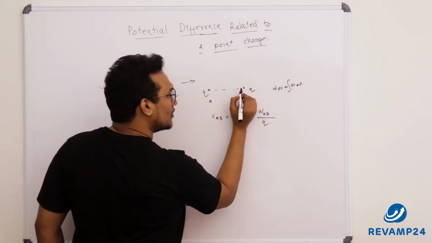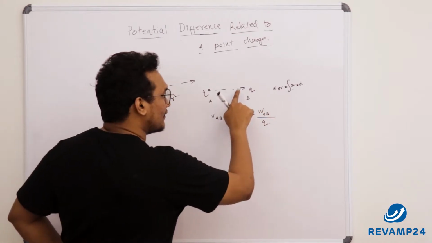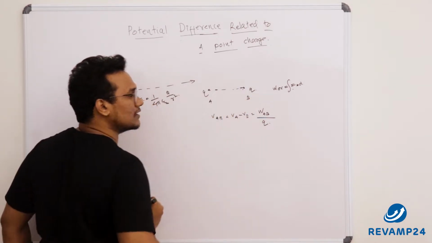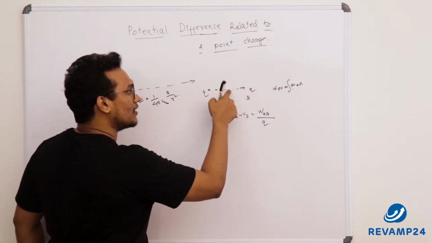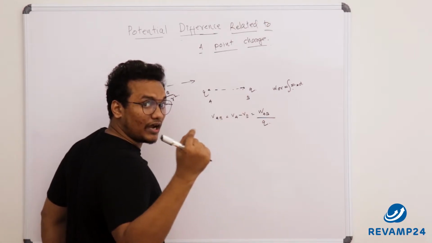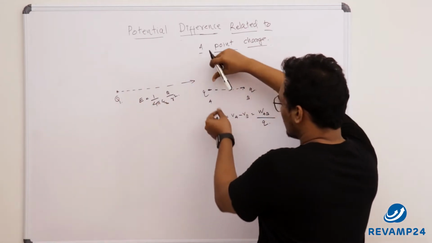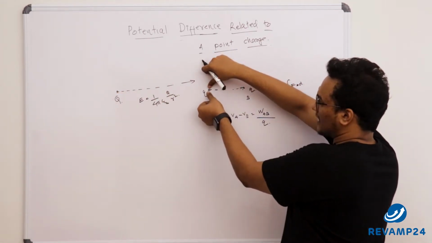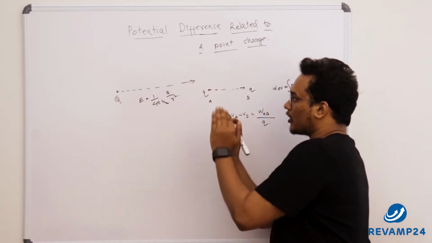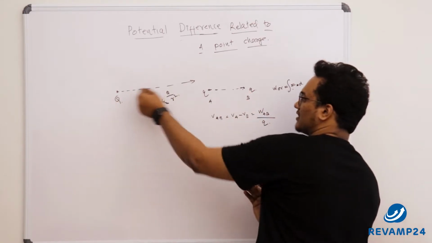Why? Because the work done for a small distance between these 2 points will not be the same as when we move the same distance between these 2 points. Why? The electric field or the forces are varying. Here we have to do higher energy, higher work, because here it is a stronger repulsive force. See, here it is very close to this charge. So to move 1 centimeter here, we have to do more work. But to do the same here, we have to do lesser work because it is very far away.